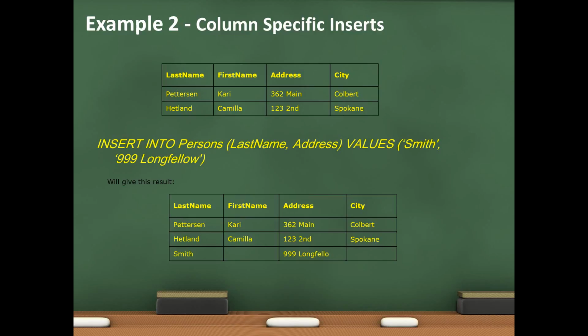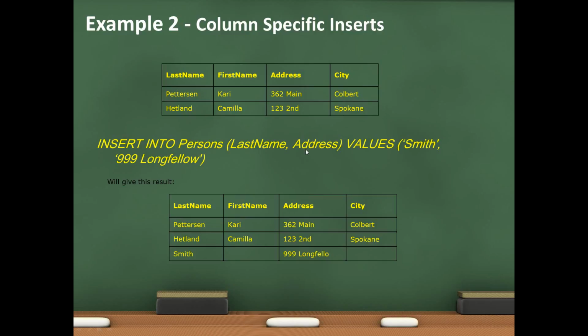When you insert records into this one, you start off with the field list. So right after insert into persons, I say I'm going to insert a last name and an address. And then after that, you'll include the keyword values, and then in parentheses, the first value and the second value. If I've got two values that I'm changing in my insert statement here, then I obviously have to have two values that I'm putting in, in this case, Smith and 999 Longfellow.